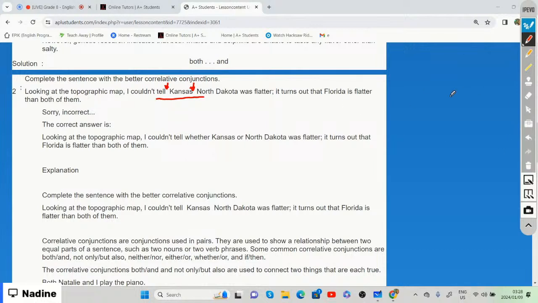And if we choose the correct correlative conjunction to complete that sentence with a pair, then we can say, looking at the topographic map, I couldn't tell whether Kansas or North Dakota was flatter. So whether or North Dakota was flatter. It turns out that Florida is flatter than both of them. And we are using whether or.